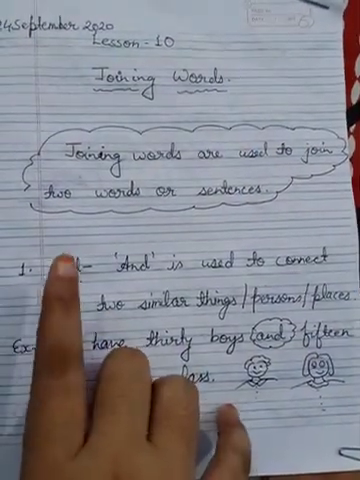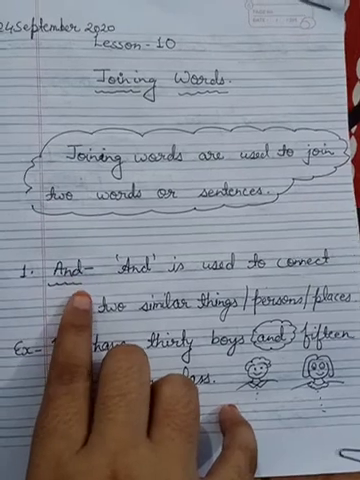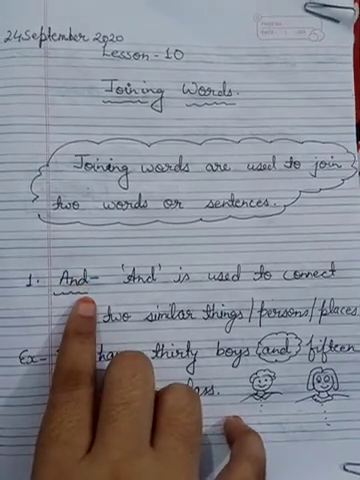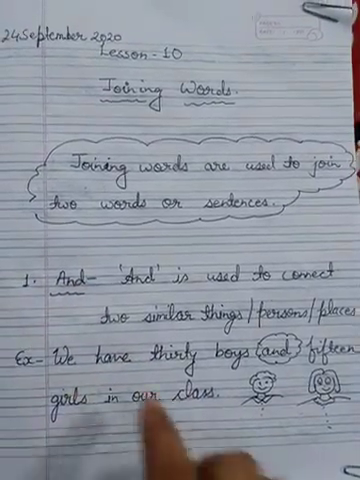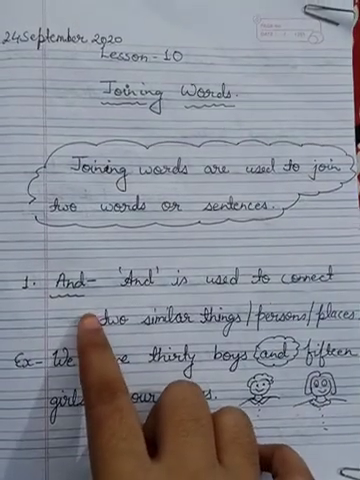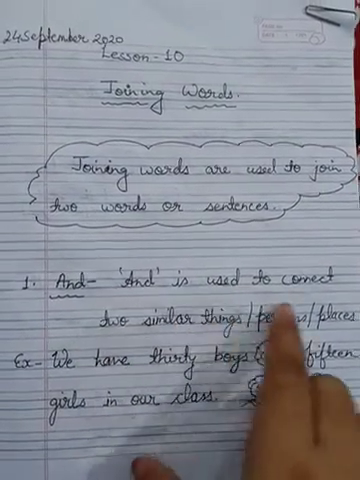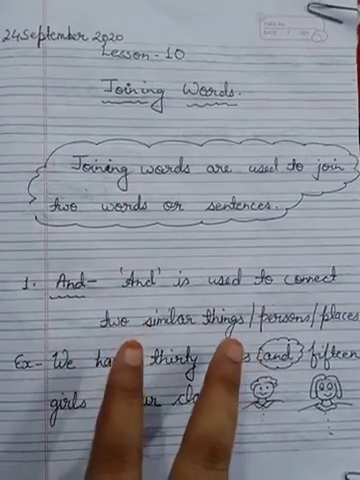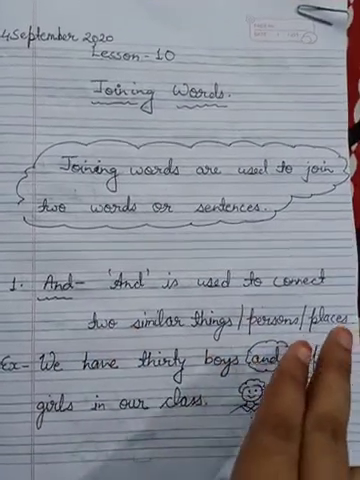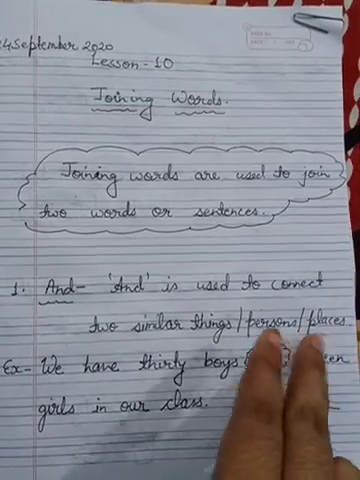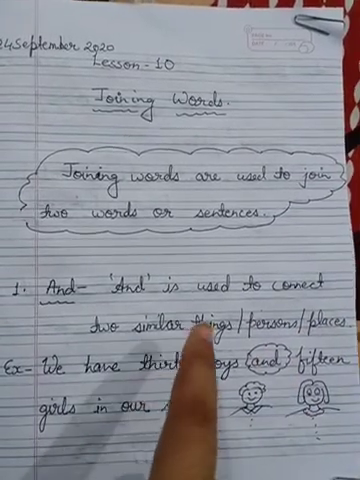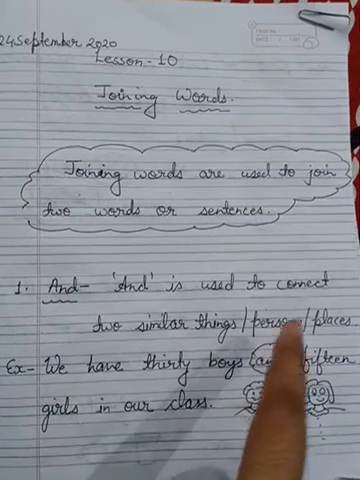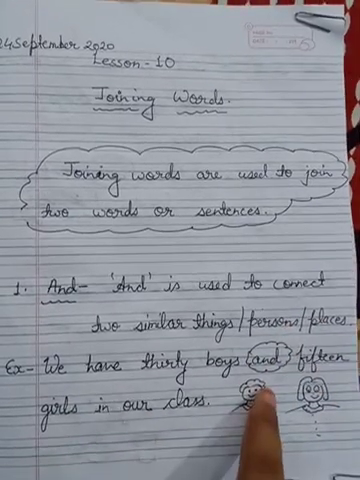First one is and. We can join the sentences or words with the help of and. So where do we use and? And is used to connect two similar things. So if two similar things, two similar persons or two similar places are there, then we can add those with the help of and.